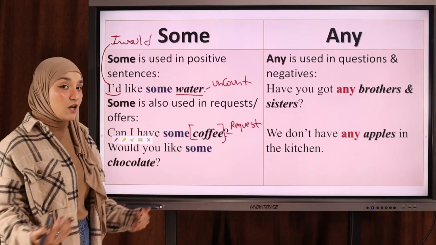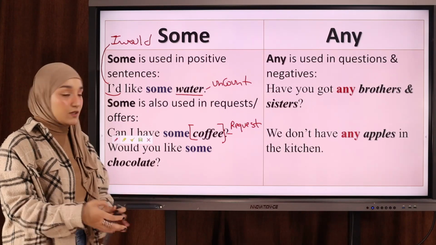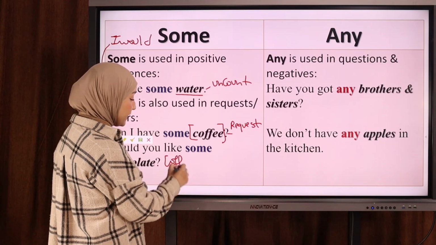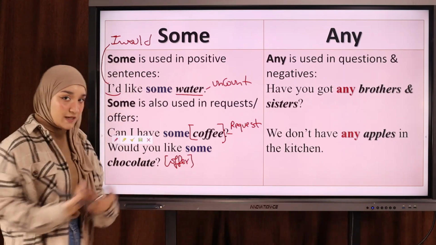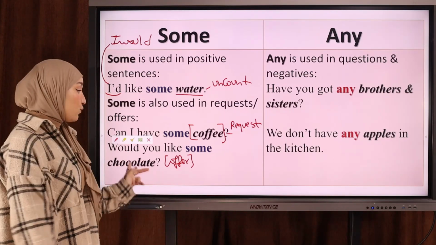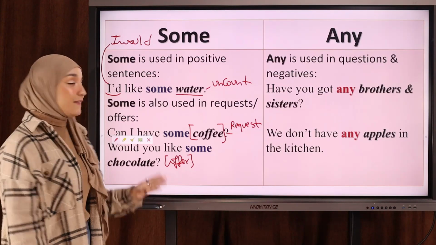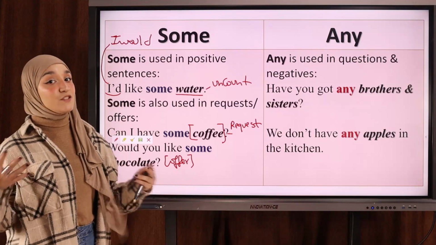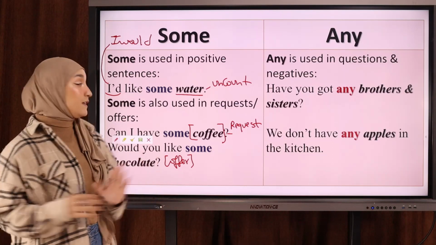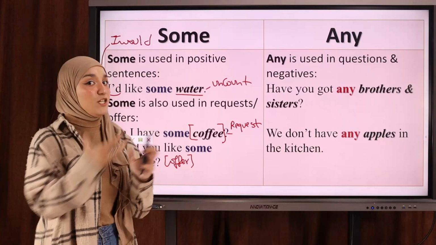Would you like some chocolate? هل تريد الحصول على بعض الشوكولاتة? So would you like some chocolate? This is an offer. أنا أعرض عليك أن أقدم لك بعض الشوكولاتة. So can I have some coffee? Would you like some chocolate? So this is where we use some, okay? هذه هي الحالات التي يمكننا أن نستعمل فيها some, okay? In positive sentences في جمل عادية إذا أردت أن أقول أنني لدي القليل من شيء أو البعض من شيء معين.